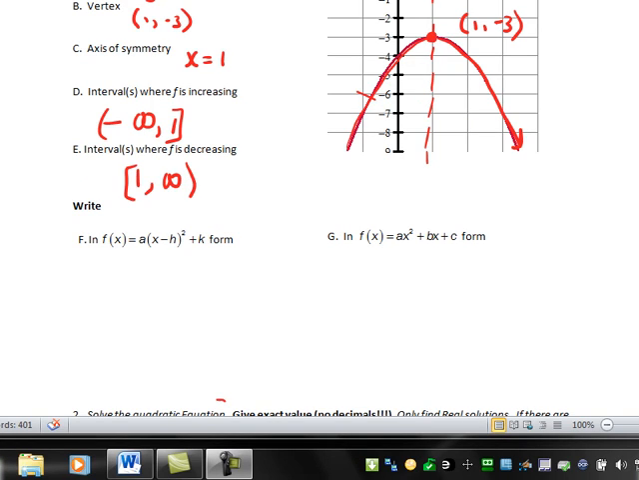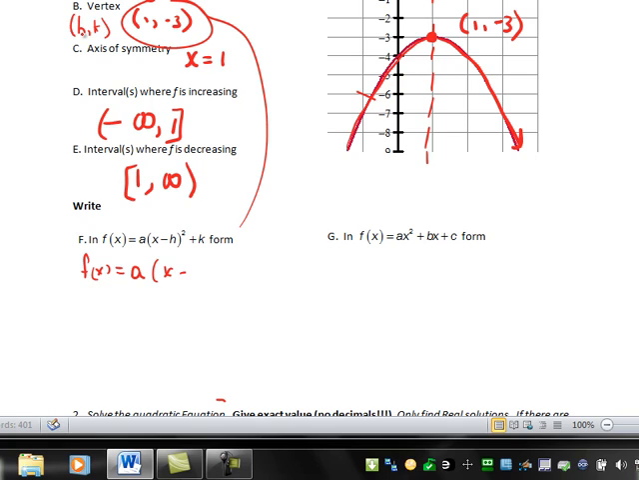Okay, part F, if f of x equals a(x minus h) squared plus k form, we want to write this graph in that form. So let's first start by plugging in what we know. We don't know what a is. x and f of x stay the same, so x minus, remember our vertex is right there, right? And this is h, comma, k. So h is 1, k is negative 3. So x minus 1, then plus negative 3 would be minus 3.